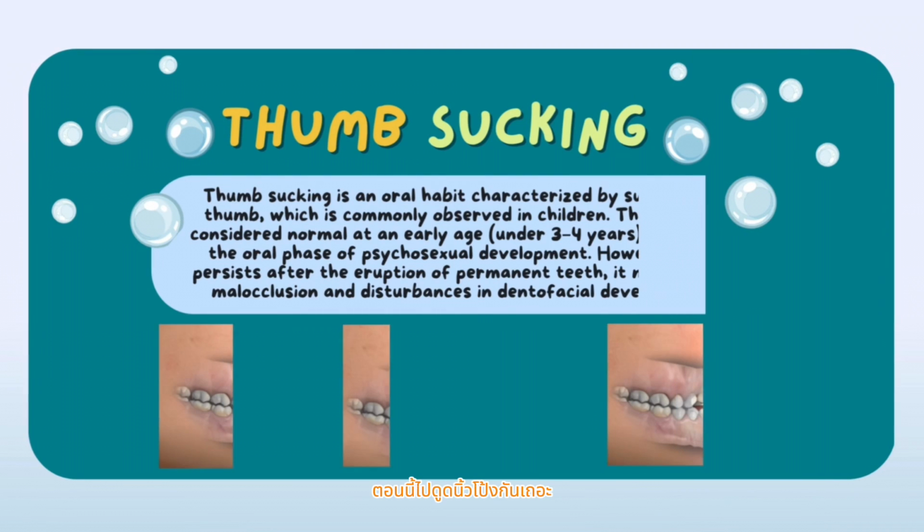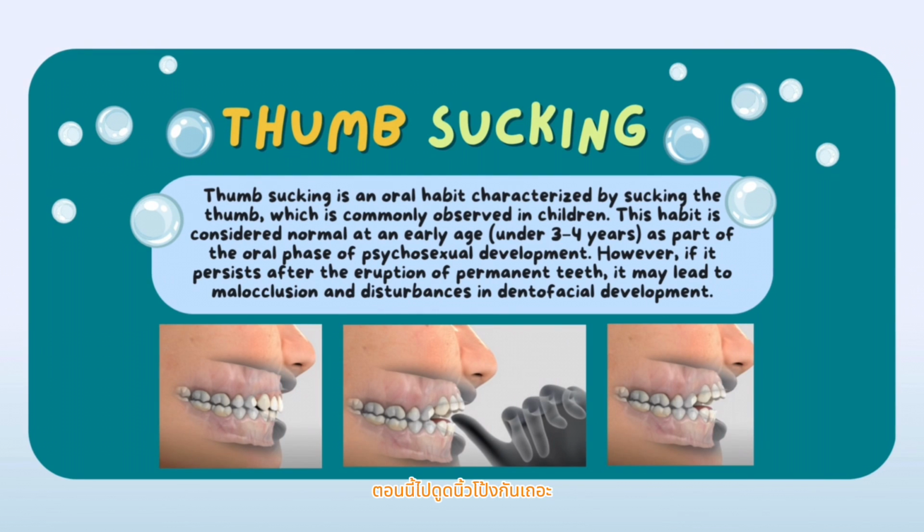Now, let's go to thumb sucking. Thumb sucking is an oral habit characterized by sucking the thumb, which is commonly observed in children. This habit is considered normal at an early age, under 3 to 4 years, as part of the oral phase of psychosexual development. However, if it persists after the eruption of the permanent teeth, it may lead to malocclusion and disturbances in dentofacial development.